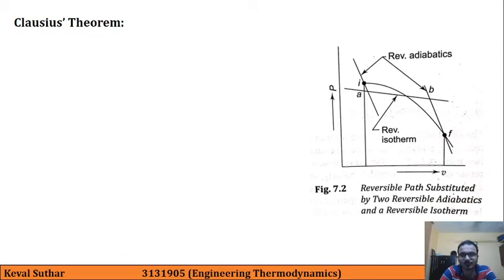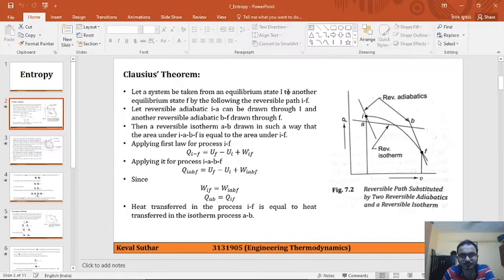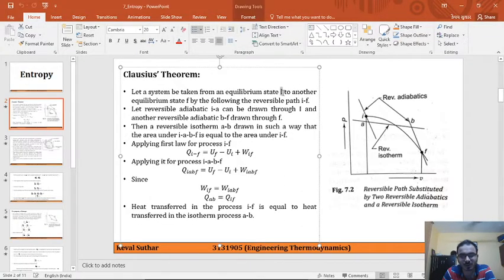Here, first of all, we will focus on this figure. Here we have a PV diagram of a particular process, in which the process is from I to F. Let a system be taken from an equilibrium state I to another equilibrium state F, followed by a reversible path I to F. Here it should be small i.